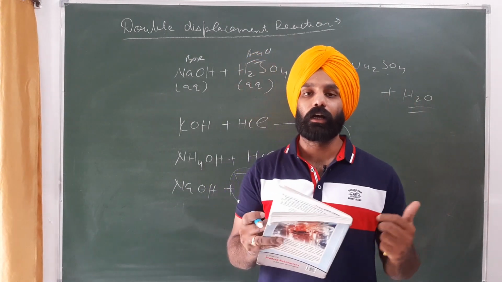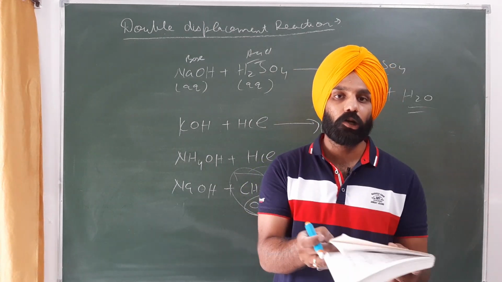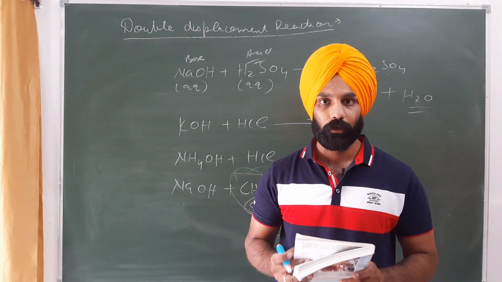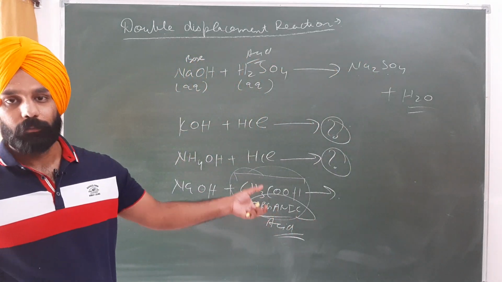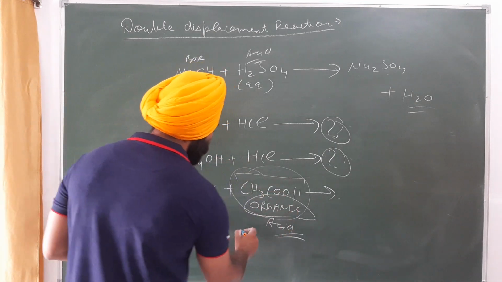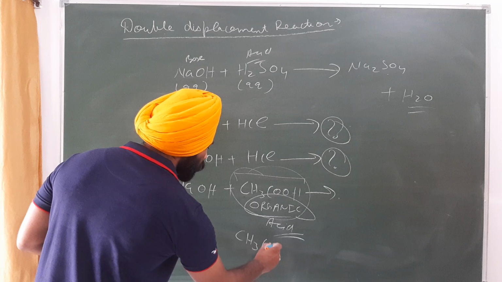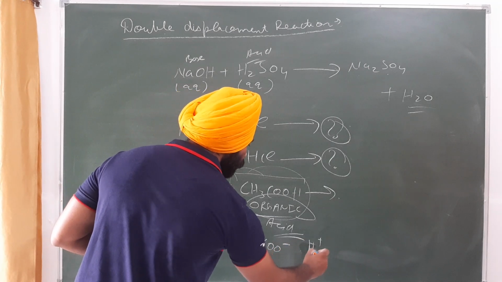These are called organic things because they are contained in the human body. If they are contained in the human body, they are called organic. And this is a weak acid, but it is an acid. Why is it an acid? Because it will behave like CH3COO negative and H positive.